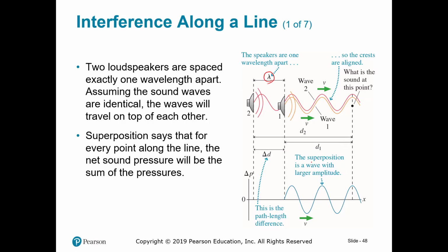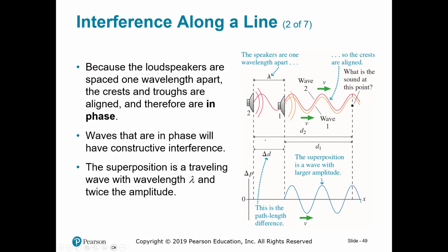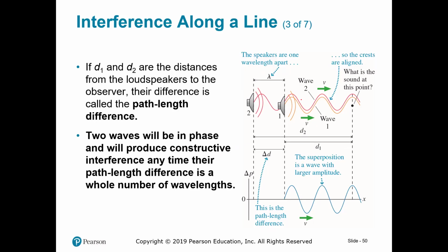So the superposition of these two waves, you have a larger amplitude everywhere, right? So the superposition says that for every point along the line, the net sound, which means the sum of two sounds, will be the sum of the pressure. So basically, you have a constructive wave here, right? In other words, we call it in phase, right? So waves that are in phase will have a constructive interference, right? So the superposition is a traveling wave with a wavelength lambda and twice the amplitude because you simply add the two same waves, right?